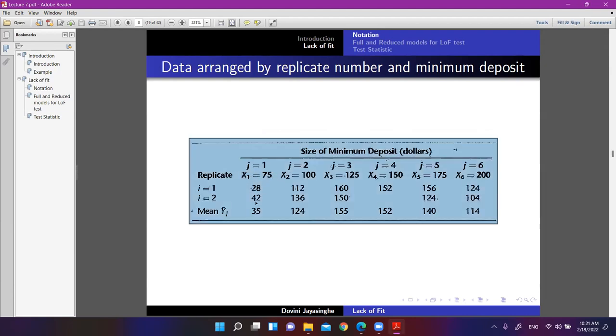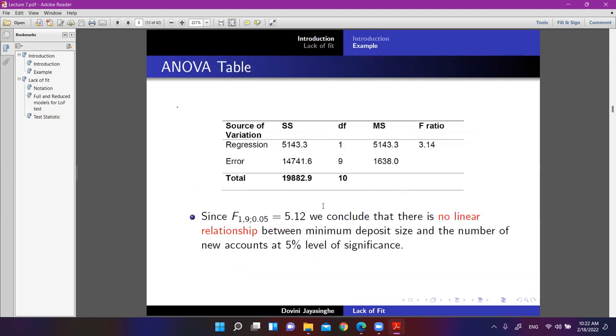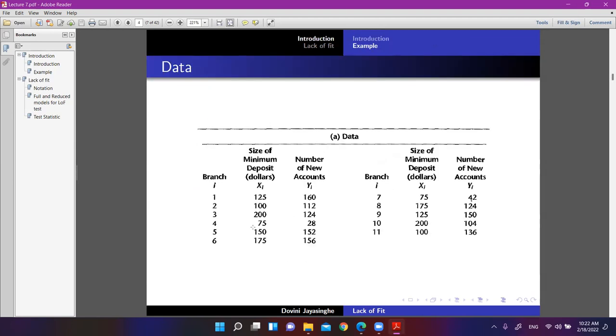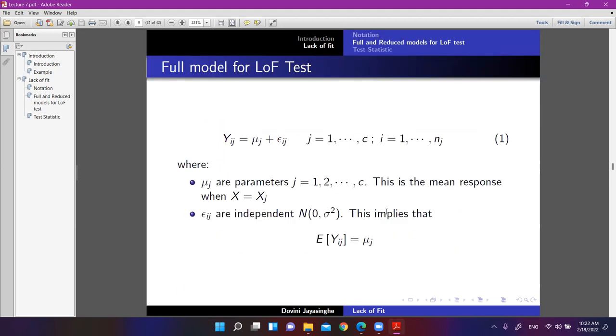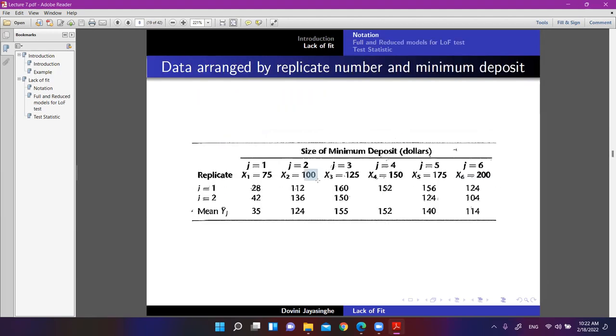When x is equal to 75, these are the values, 28 and 42. When x is 75, the response is 28 and 42, right? Likewise, when it is 100, it's 112 and 136. So when it is 100, observations are 112 and 136.